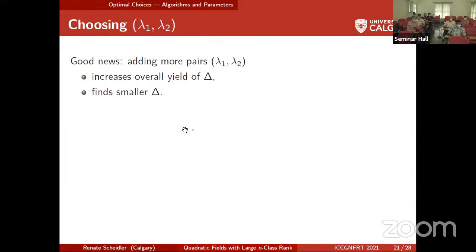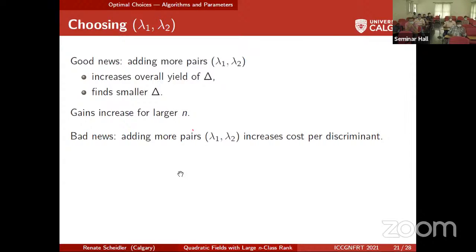So that was more findings. Now, how did we choose our lambda 1 and lambda 2? Well, this is strictly experimental, trial and error. The good news is this works very well. If you introduce these lambda pairs, the search works a lot better. It increases the overall yield of discriminants, and it also finds smaller discriminants. So it's good in every way. The gains get better and better the larger the n-class rank gets. That's also promising. The bad news is that as you increase more lambda pairs, the cost per discriminant also goes up. There's never such a thing as a free lunch.